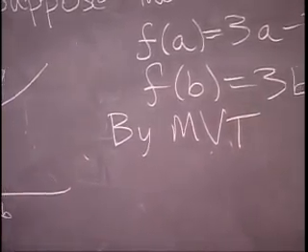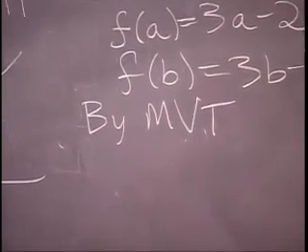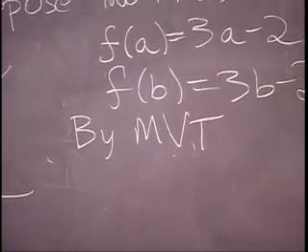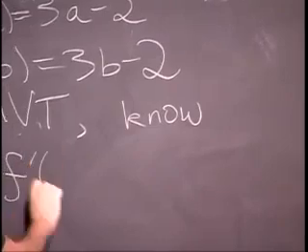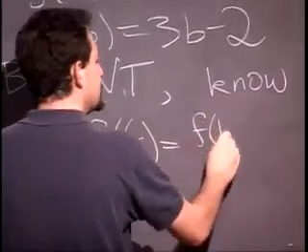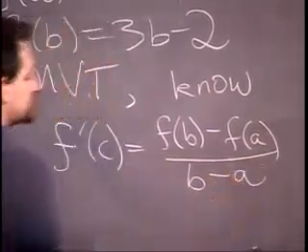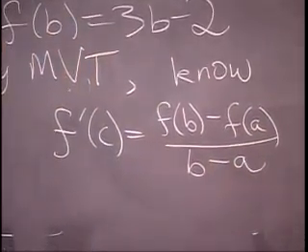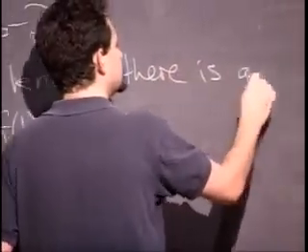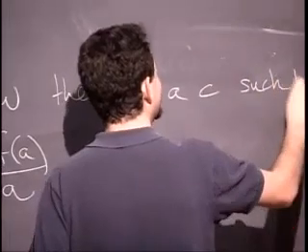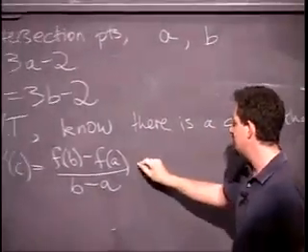By the mean value theorem, and again, we know everything is differentiable everywhere, so it's continuous everywhere, no problems with that. We know that f prime of c equals f of b minus f of a over b minus a for some c. So we know there is a c such that f prime of c is f of b minus f of a over b minus a.